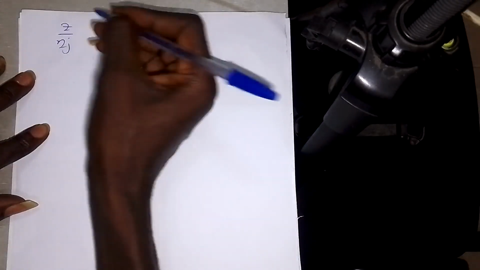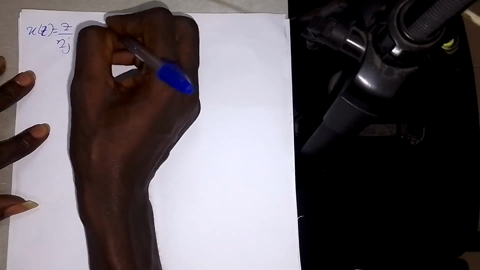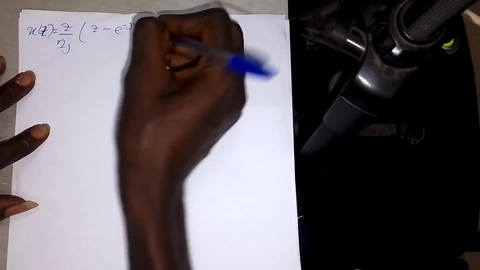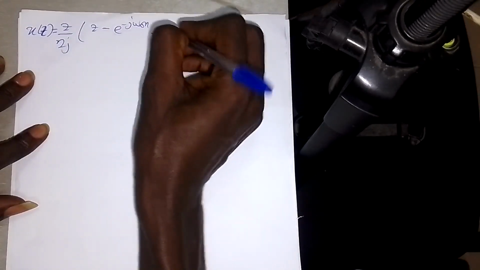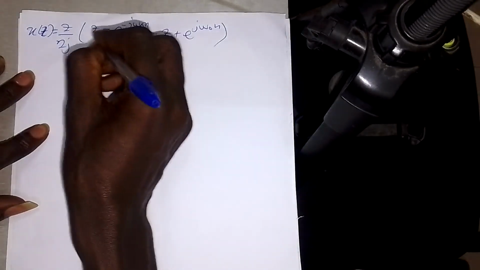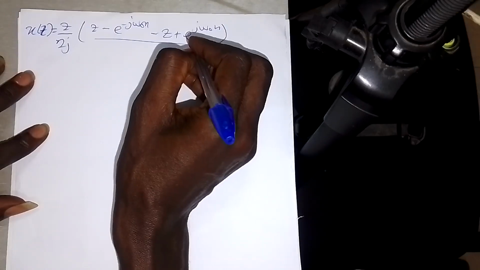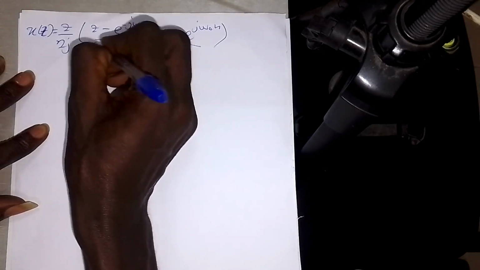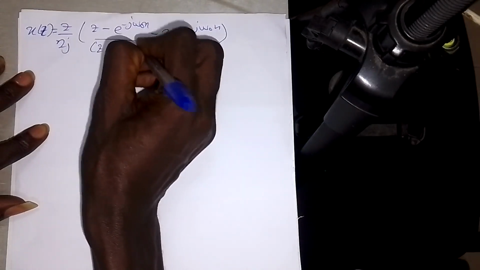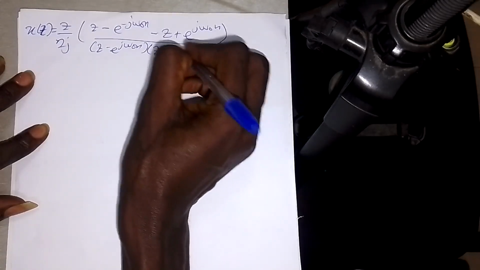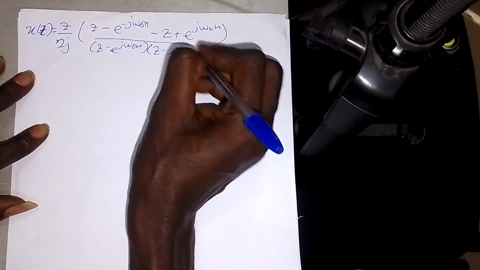So now, what do we have? X of Z is equal to this. Okay, we're going to have Z minus e^(-jω₀n), minus Z plus e^(jω₀n). Okay, so this is what we're going to have. Now here I'm going to have Z minus e^(jω₀n), then I'll have Z minus e^(-jω₀n) here, minus, okay, like this.